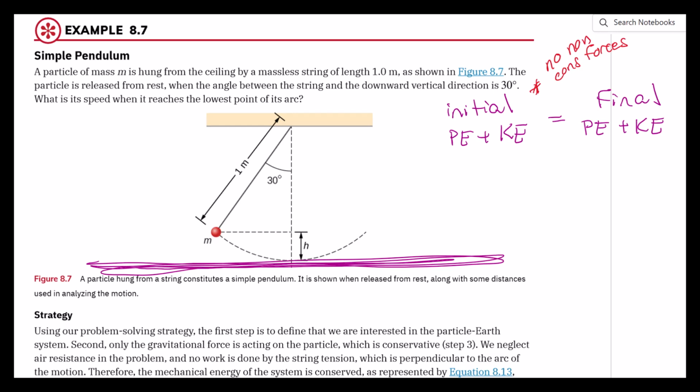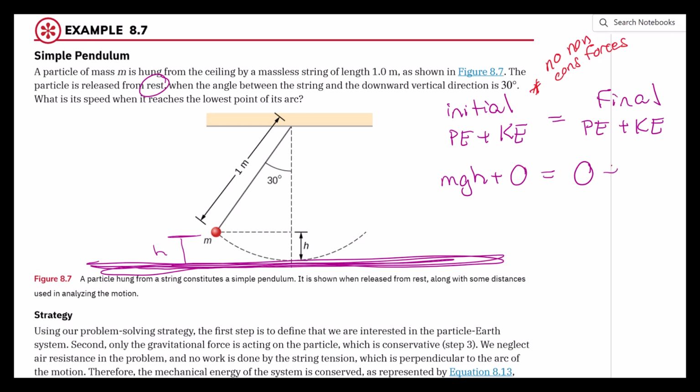So my initial potential energy is mgh, because I'm a height of h from the ground. My initial kinetic energy, however, is 0, because I'm not moving. I'm released from rest. Now my final potential energy: it says, what is its speed when it reaches the lowest point? So at the lowest point, the potential energy is 0 because it's on the ground. You're like, well, it's not touching the ground. It's just where I've defined the ground to be. The ground could be anywhere.